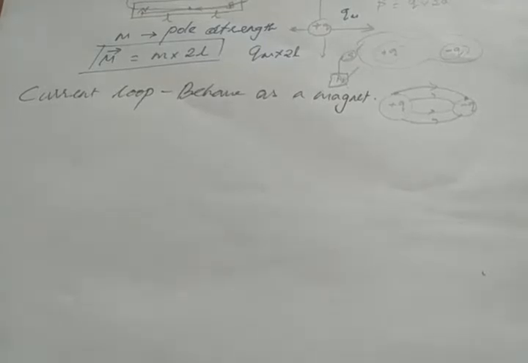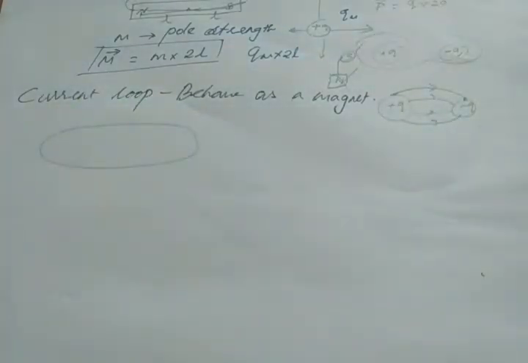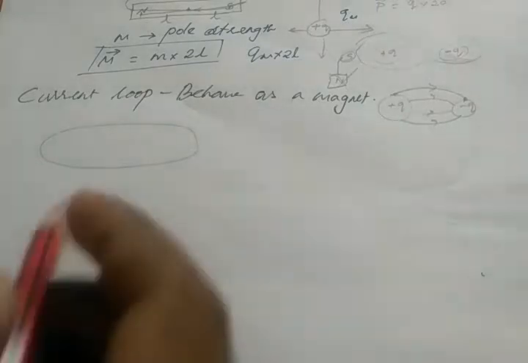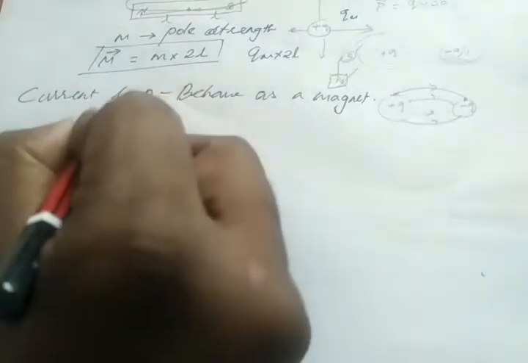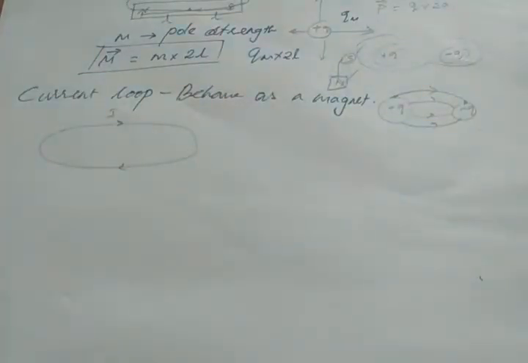Next topic is current loop behaves as a magnet. We have a current loop. When this loop carries some current I in the clockwise direction, then this loop will behave as a magnet. If this loop behaves as a magnet, which one is the south pole and which one is the north pole? We have a question here, right?